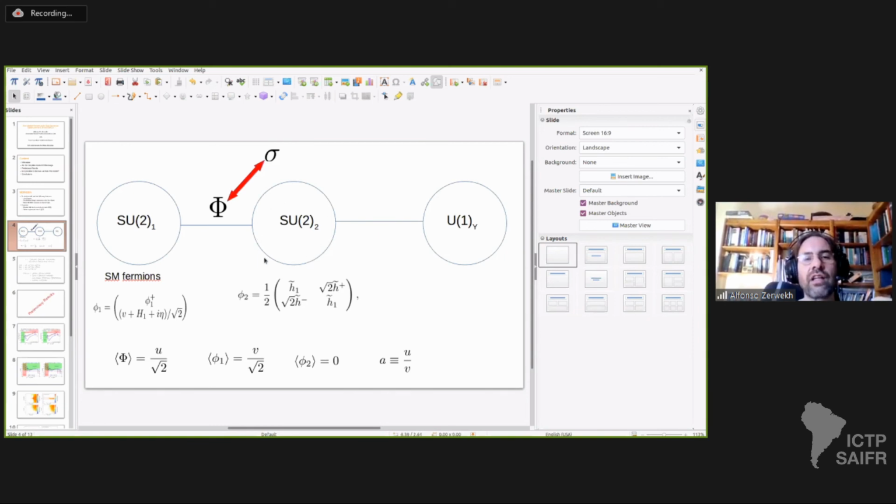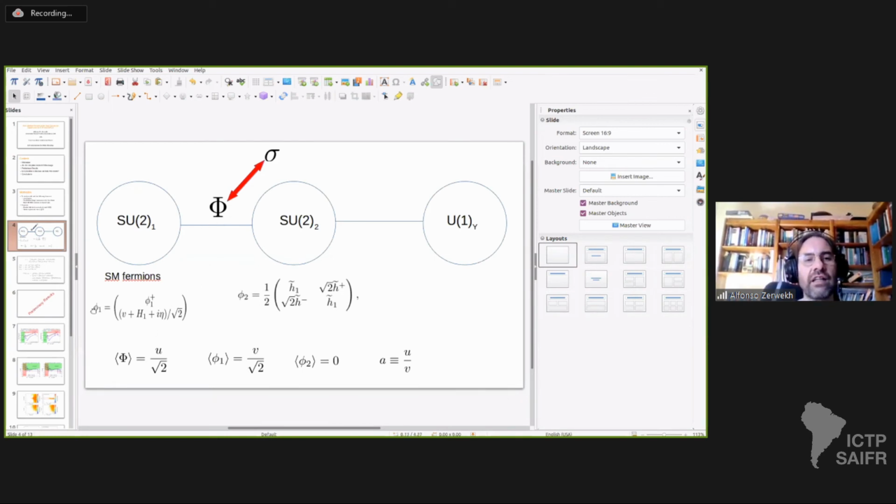The second SU(2) group is introduced only to provide interactions for a second scalar doublet, which is the dark doublet, which includes this field H1, which is neutral and will be our dark matter candidate.